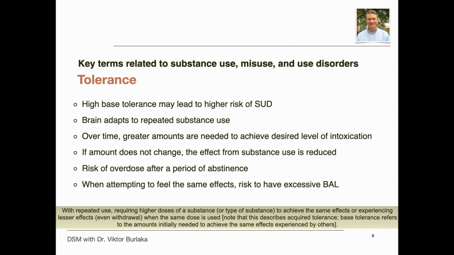There are a couple of risks related to tolerance. After a period of abstinence, the tolerance will decrease. However, people often remember the levels at which they used to consume before a sober period. When they resume drinking or using drugs after a period of abstinence, they can use too much and risk to overdose. Another situation can be related to drunk driving.